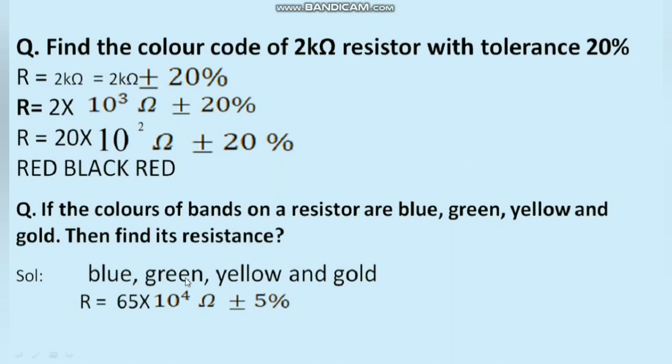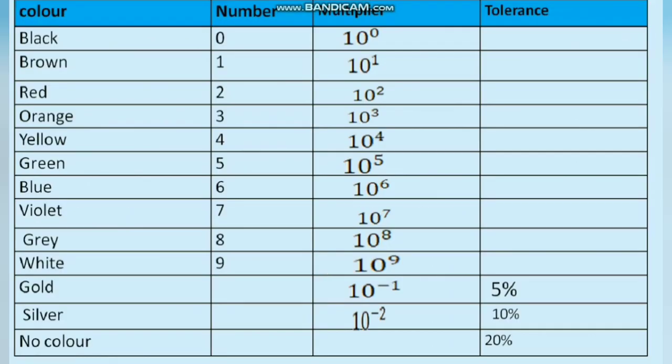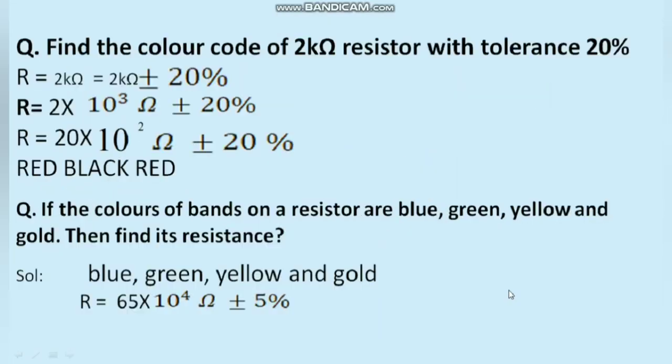In these, the first two colors, blue and green, the two digits we already wrote by seeing the table, and the third color is yellow, and by using the table we wrote the multiplier. The multiplier is 10 power we have to write. And after that, the last color is gold. Gold is the tolerance, and we have the tolerance values for gold, silver, and no color. For gold, the tolerance value is 5%, and that we write as plus or minus 5%.